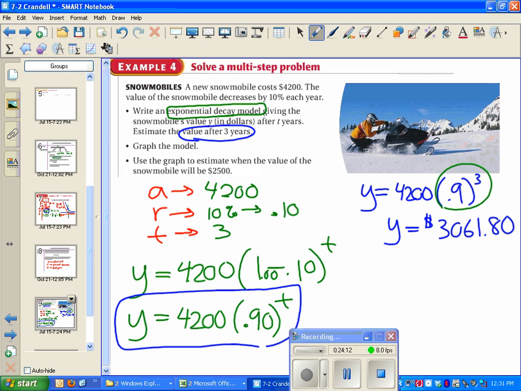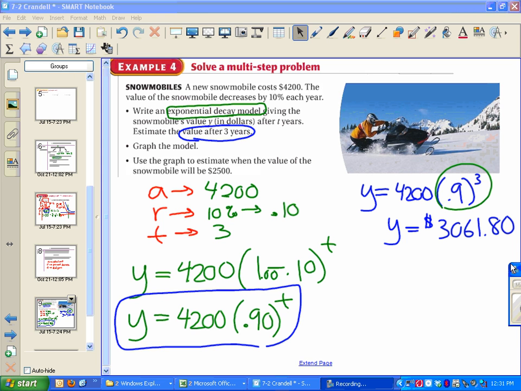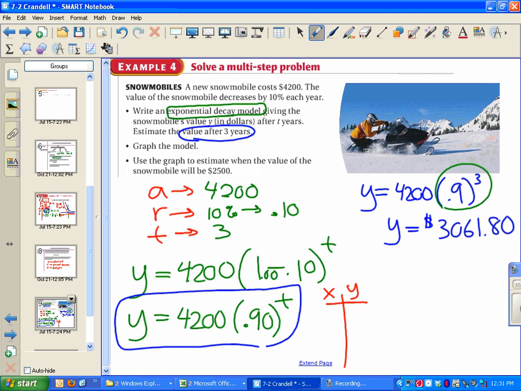And then after that, we're going to graph the model. We kind of know what it looks like. We have one value: we know when x equals 3, it's about $3,061.80. We also know when it's brand new, it is 4,200. So just using those points, we can graph.